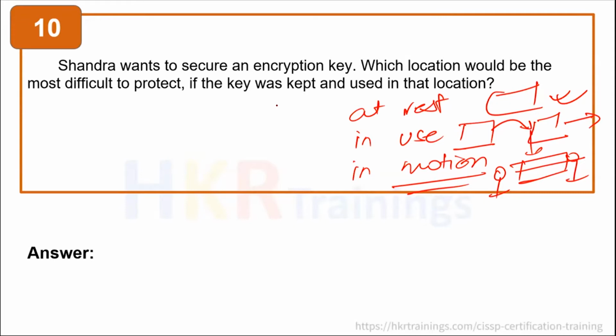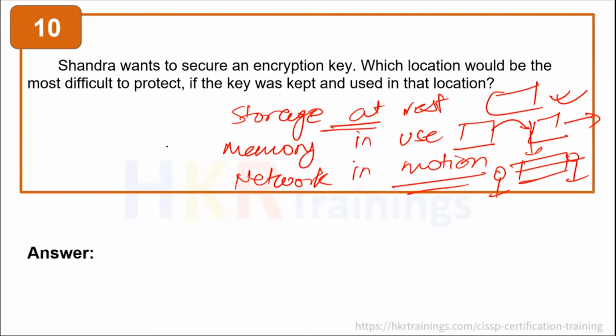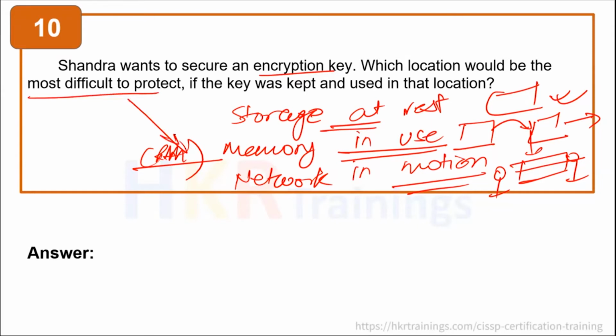Okay. So when data is at rest, it is stored in storage. When it is in motion, it is on the network. But when it is in use, it is in memory, or your RAM in this case. Whatever your working memory is, that is where the data in use resides. So in this case, if you wish to secure your encryption key, where it will be most difficult to protect is here in memory.